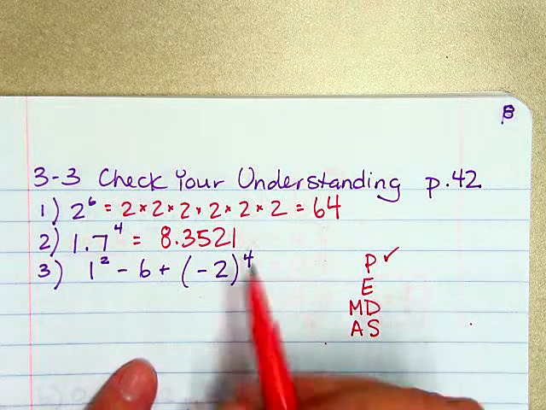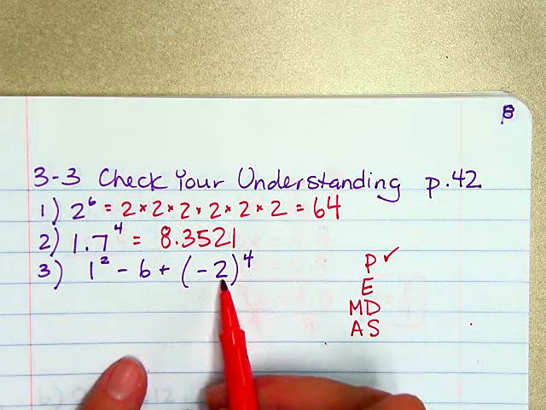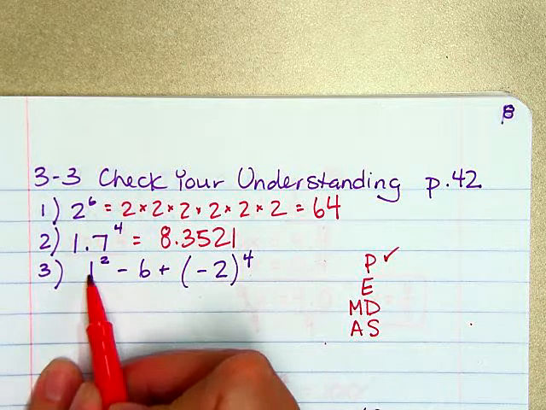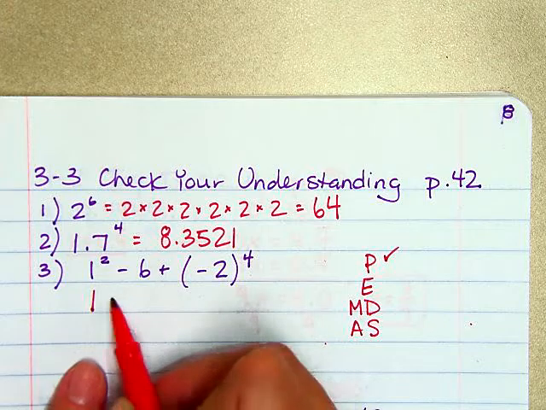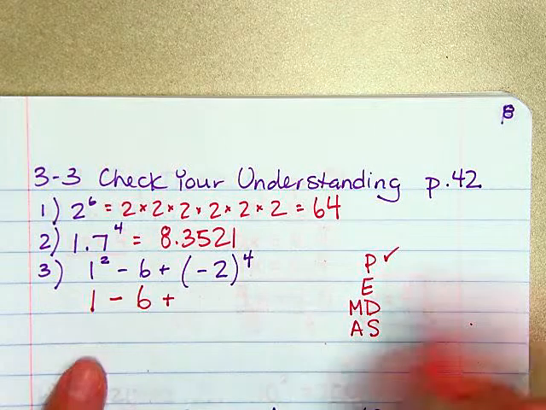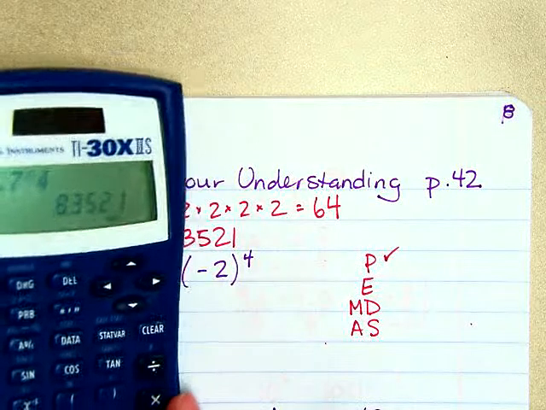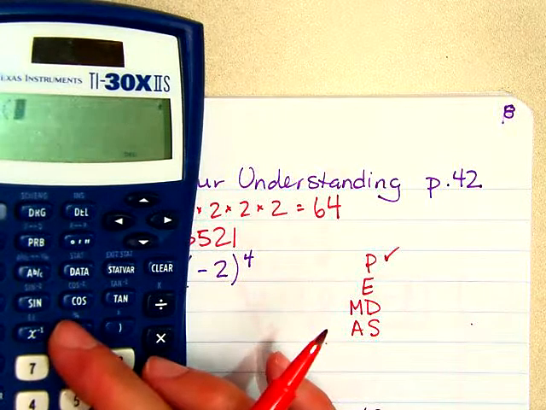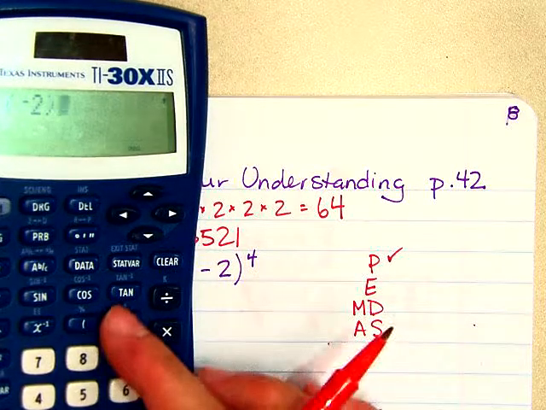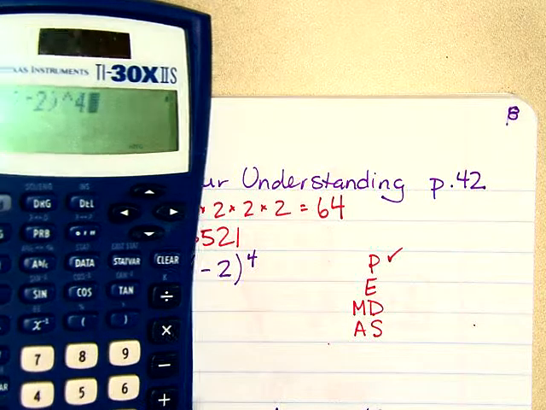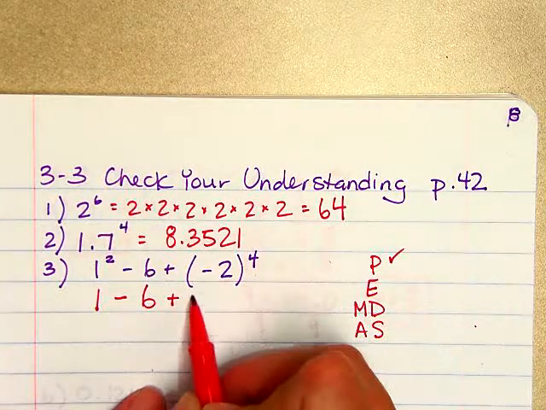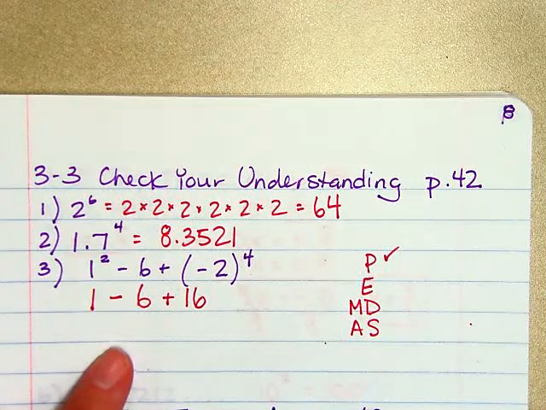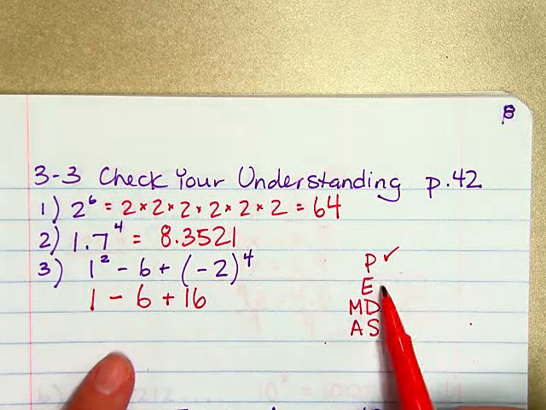I do have an exponent, so negative 2 to the 4th power and 1 squared. So 1 squared, 1 times 1 is 1. I'm just going to bring down the 6. And if you're not sure what negative 2 to the 4th is, remember to use your parentheses. It's super important. Gives me 16. Now that's a positive 16. So I can just write it like that. Now I have exponents done.